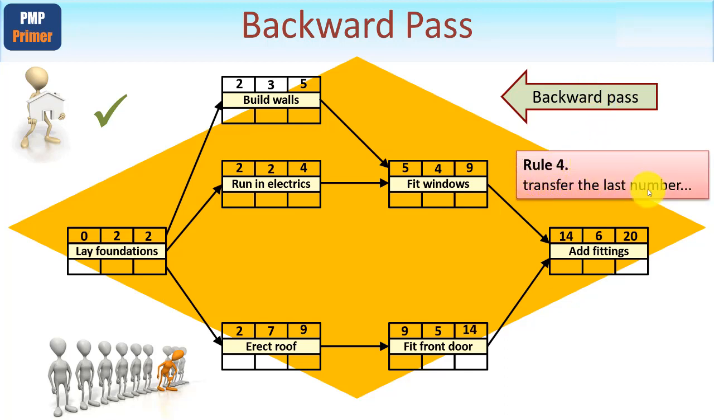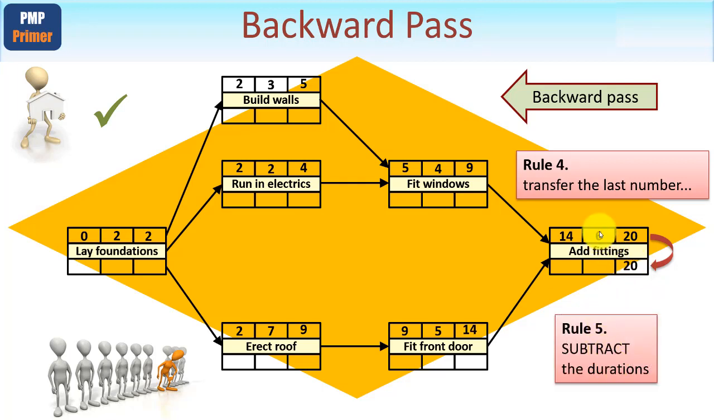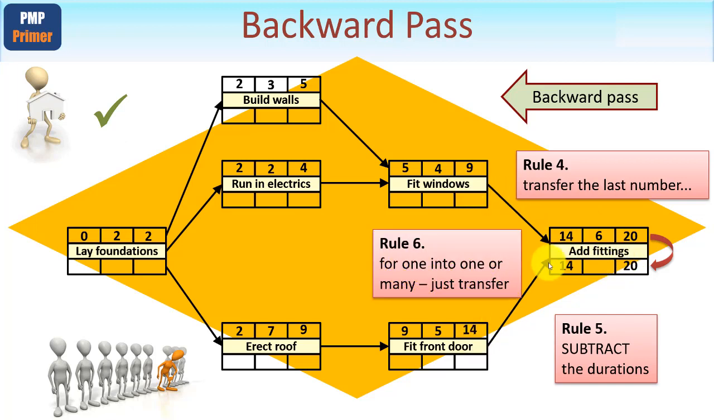We need to transfer the last number. Well, what we've got to do is take this 20 and add it down here, like so. Now, of course, we subtract all the durations. So 20 minus 6 gives you 14. Now when we're coming back, looking backwards if you will, we can see that this activity feeds into 2 activities. Don't worry about the arrowheads, it's just a linkage.